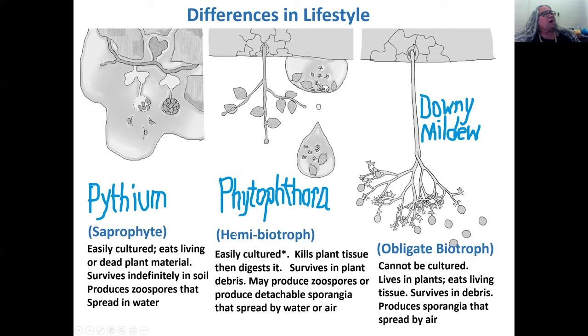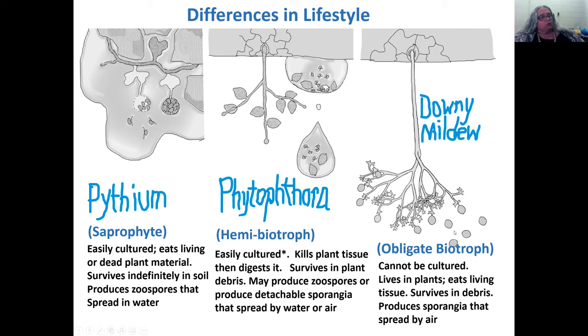Phytophthora is considered a hemibiotroph, meaning that it can be cultured. It can survive for short periods of time in soil, in plant debris, but mostly it is associated with plant tissue. It can produce these motile zoospores, but these sporangia are detachable and they can move around themselves by water or air and germinate directly, just like a big spore. So this is an advance in lifestyle to move larger distances.